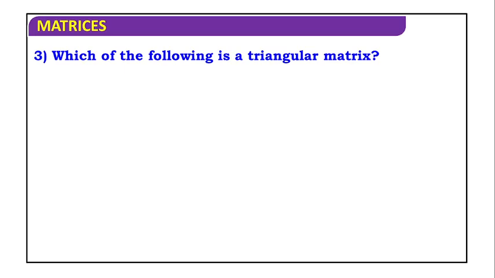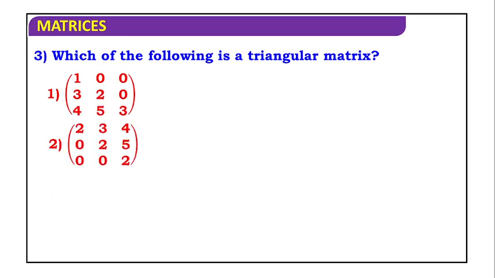Move to the next question. Which of the following matrices is a triangular matrix? First option, second option, third option, and the fourth option is none of the above. The first option is a triangular matrix. It is a lower triangular matrix, and the second one is an upper triangular matrix. Third one, both 1 and 2. Here in this question they ask for a triangular matrix. Both 1 and 2 are right. That's why option number 3 is right.